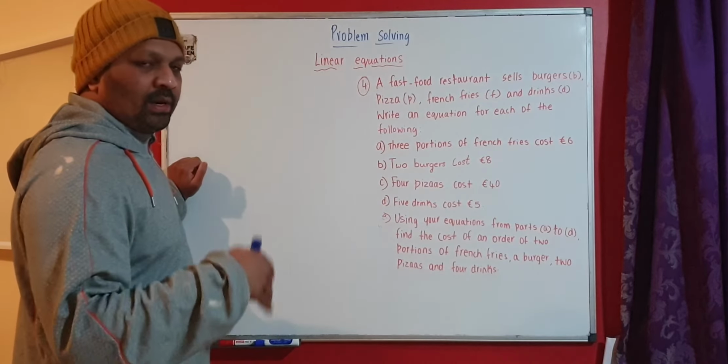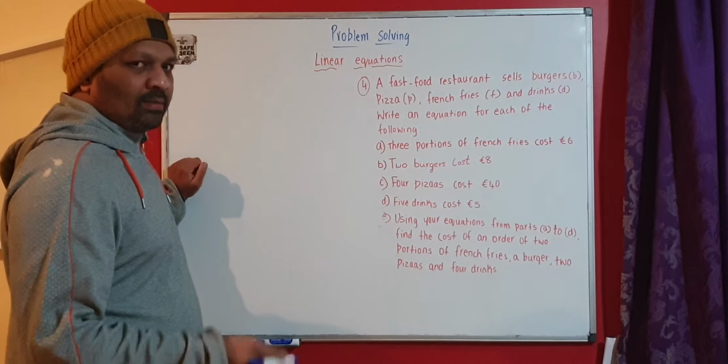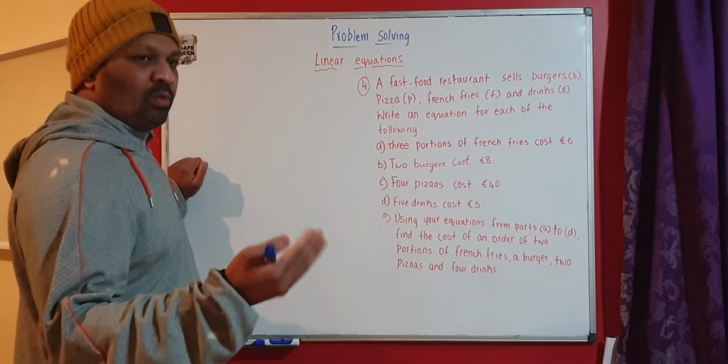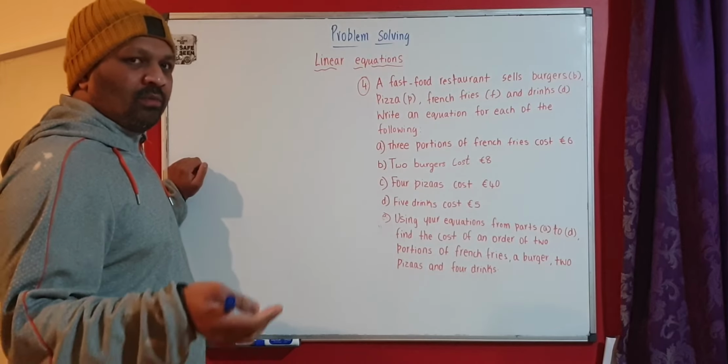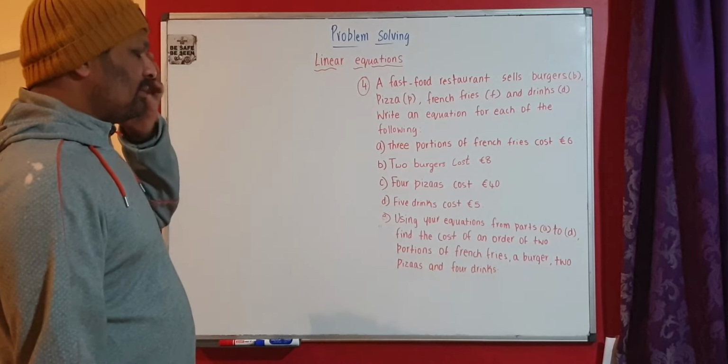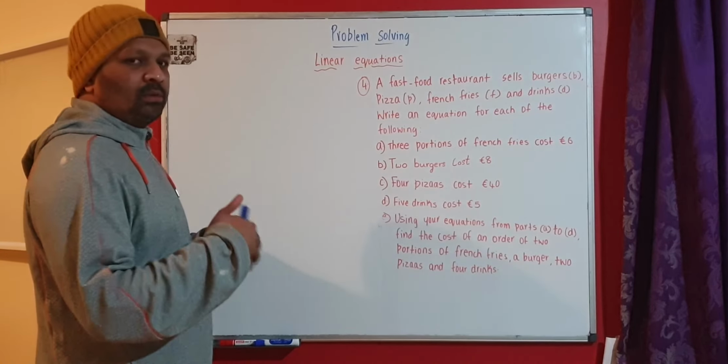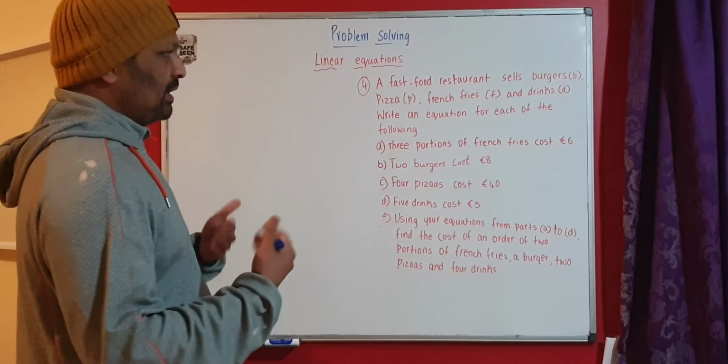What is twice, what is 3 times, what is 4 times, what is half, what is 1.5 times, what is 3 more, what is 3 less, what is 5 more, what is 5 less. All of that you have to understand. You should be able to translate a given word problem into a linear equation.